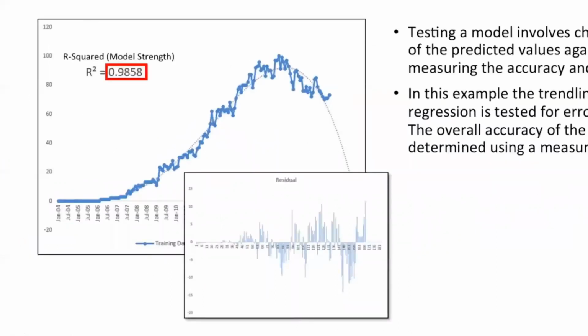In this example, the trend line generated from a regression is tested for errors using a measure called R-squared, and a graph called the residual graph, to see how far or how close the outcome generated by the model was to the historical data that it was trained on. In this case, we have an R-squared of 98%, which, if you are a statistician, should be quite high.